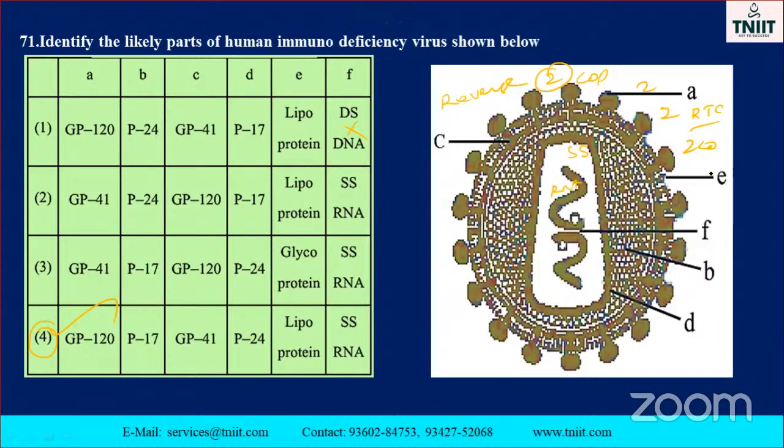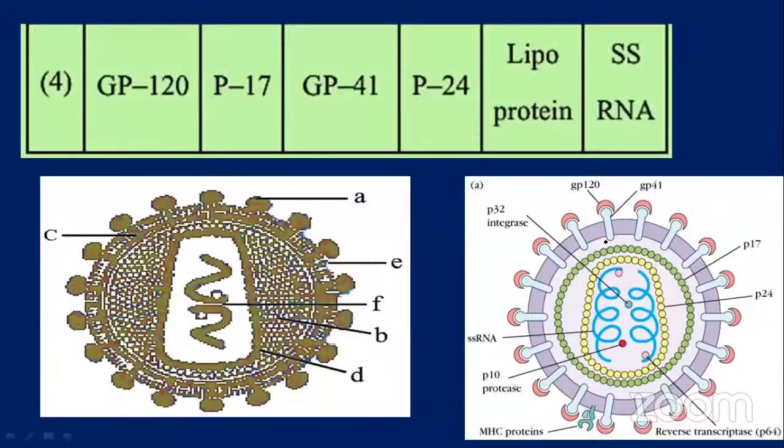Don't forget, my dear. The outermost is glycoprotein 120, the innermost glycoprotein, what is that? That is also given here. This is very, very important, my dear students. Don't forget. See the structures. See the structure. A is here, the glycoprotein 120. So the first one. Okay. And B is, where is it?